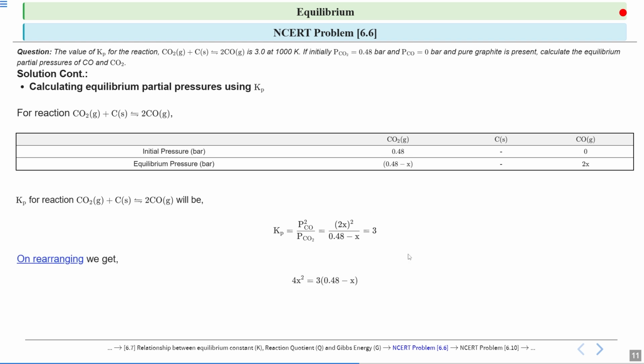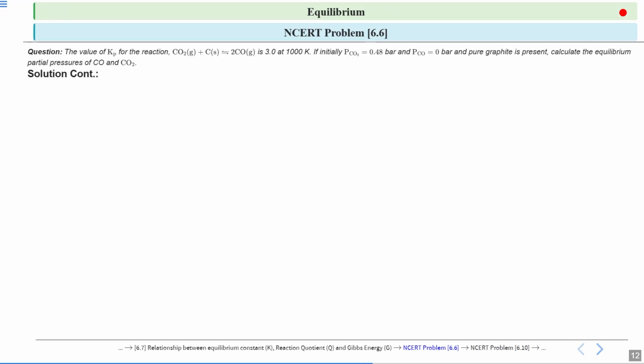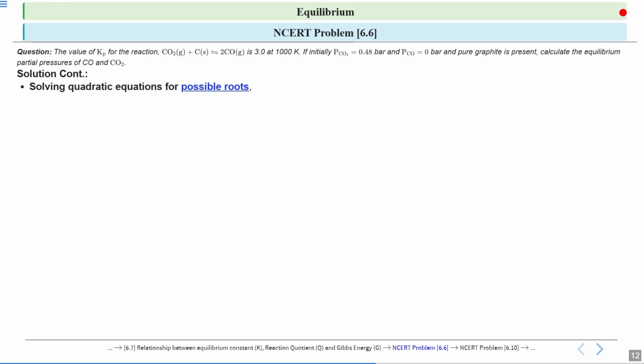Then we have now one variable and we have one equation. We can solve it. But this equation is a quadratic type because x has a power of 2. So we need to use the formula to find the value of x. How can we do it? It's very simple. Suppose we are finding the possible roots of the previous quadratic equation. So this is your previous quadratic equation.